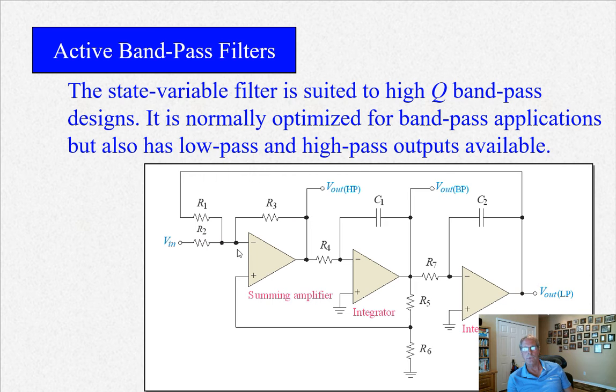So we have a summing amplifier that sums the output of the bandpass filter, a portion of it, divided by this resistor divider, back into this first op-amp, and then you also have an integrator. Two integrators, one on the output, and this bandpass function here is formed with an integrator as well.